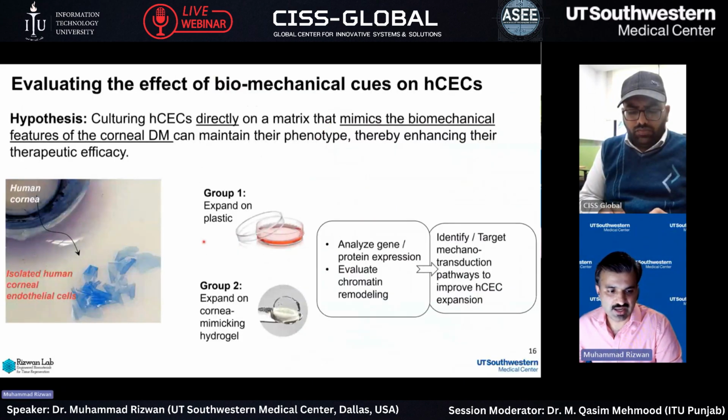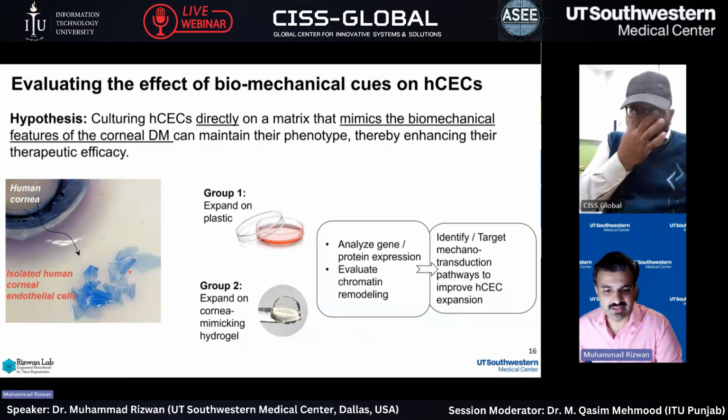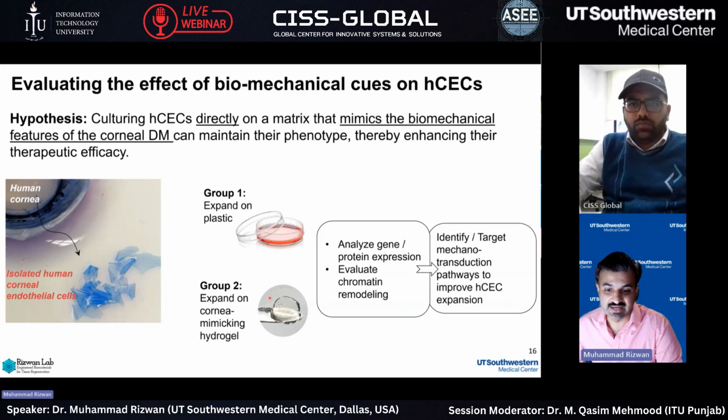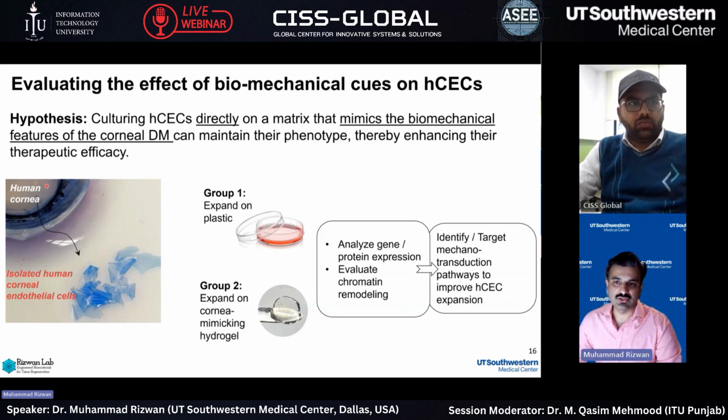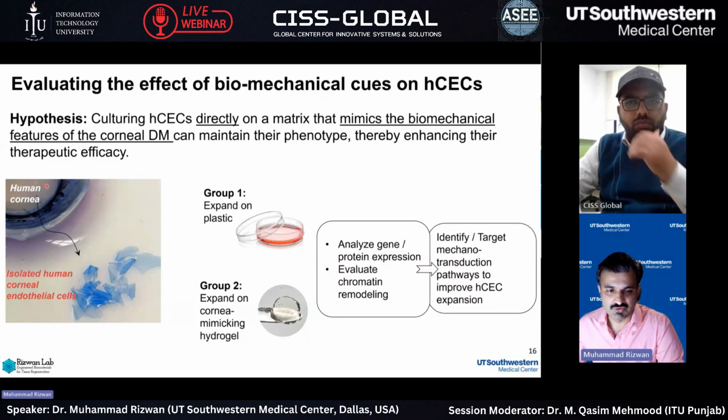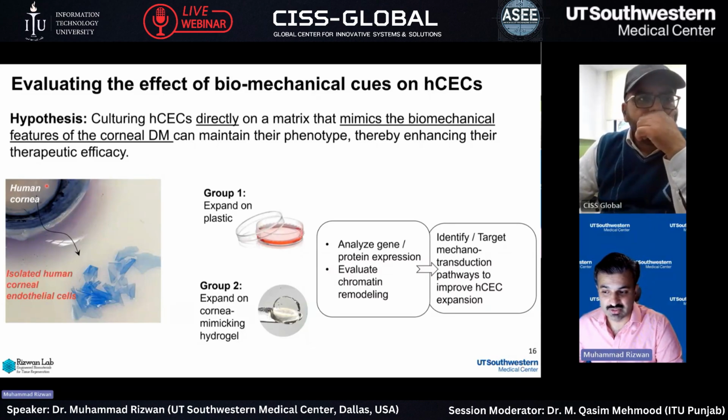So in my lab, one of the key projects that we are doing is we take donor human corneas, isolate these human corneal endothelial cells that we are then growing in plastic and also on hydrogels that can mimic the biomechanical properties of the human cornea. And the goal is to then analyze the gene and protein expression and then further identify the mechanotransduction pathways that can improve the expansion of these cells.